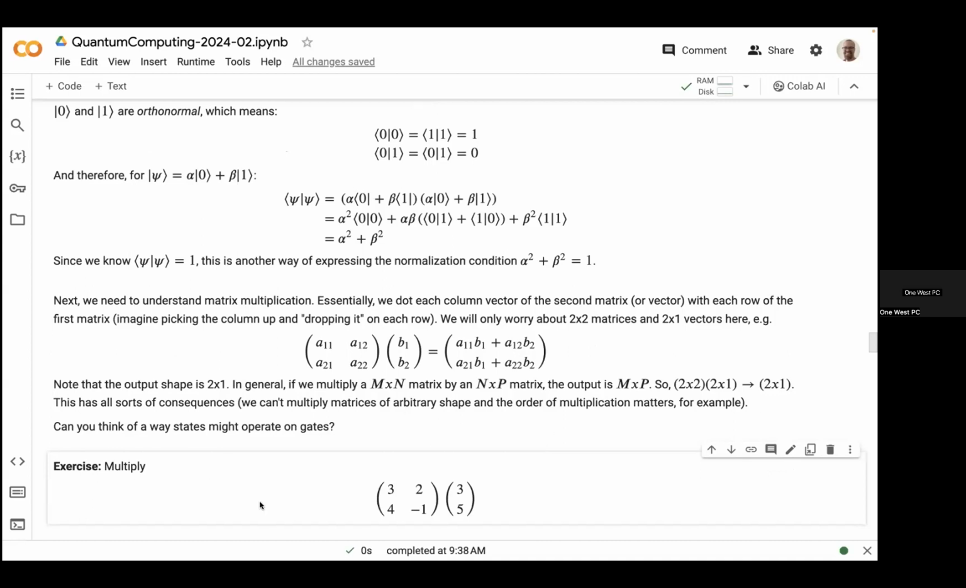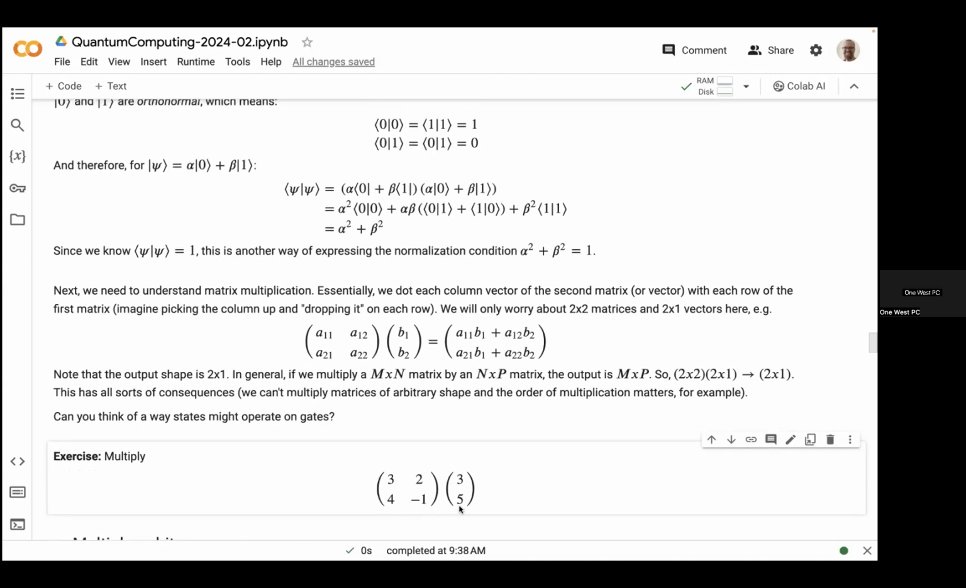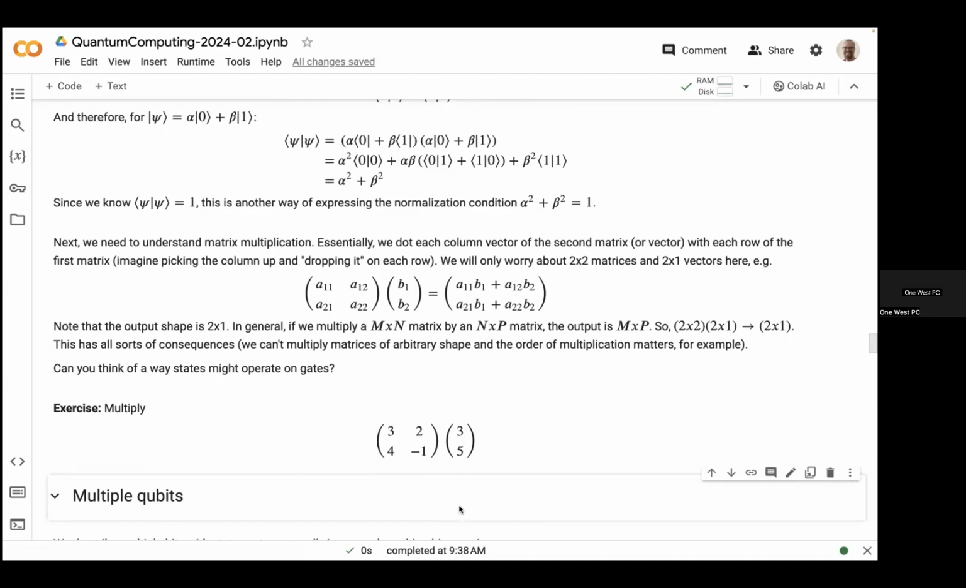So you should go home and try to multiply the matrix [3, 2; 4, -1] by the vector [3, 5] and see if you can get that to work out. And then you could check it on a computer. Okay. So those are gates operating on vectors, right?